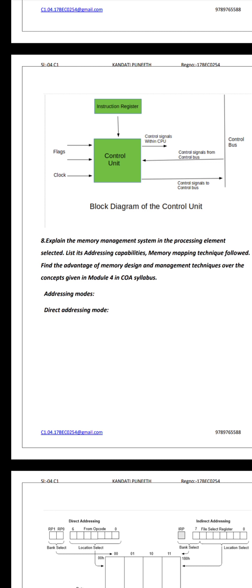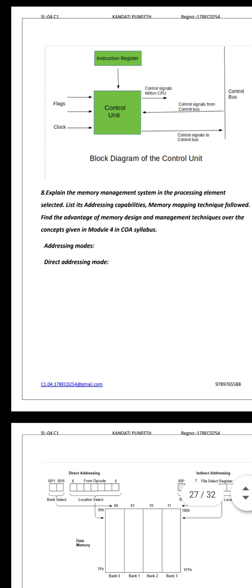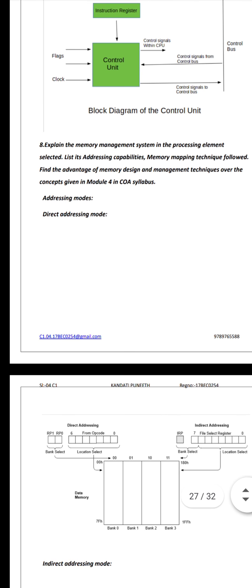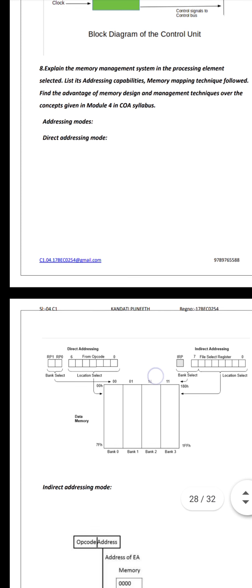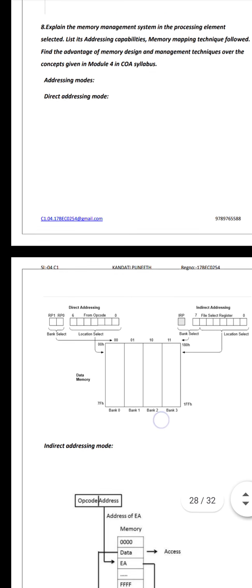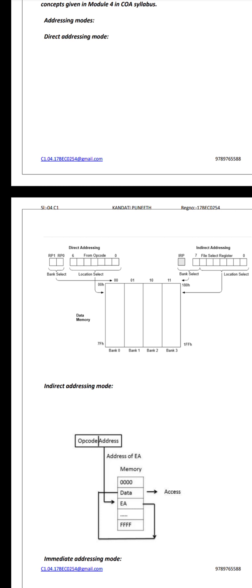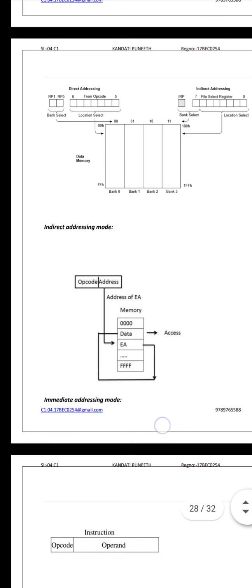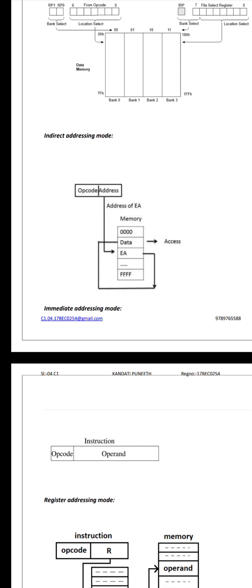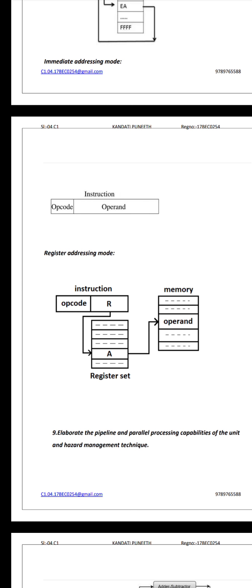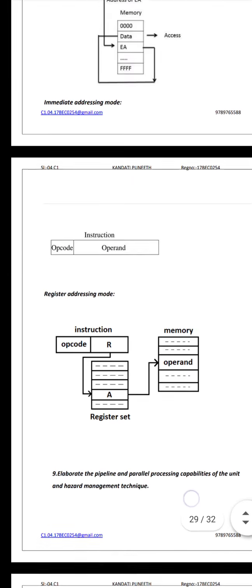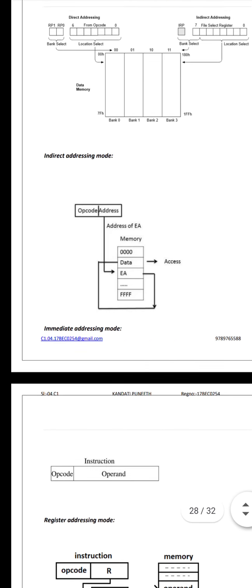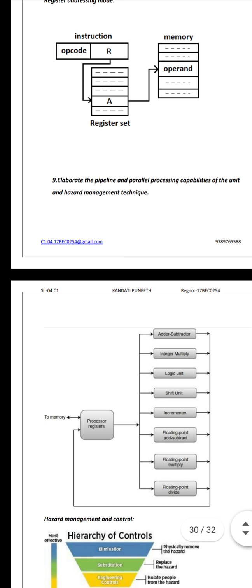And coming to the eighth question, this is to explain the memory management system in the processing element selected. And first we discussed the addressing modes. Coming to addressing modes, there are direct addressing mode and indirect addressing mode. This is the diagram of the direct addressing mode. This is the diagram of the indirect addressing mode. And immediate addressing mode is also there, relative addressing mode is also there, and these are the different types of addressing modes.